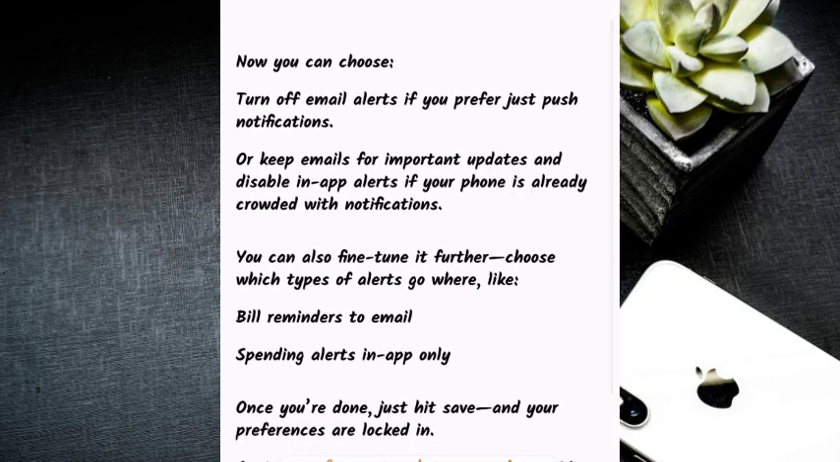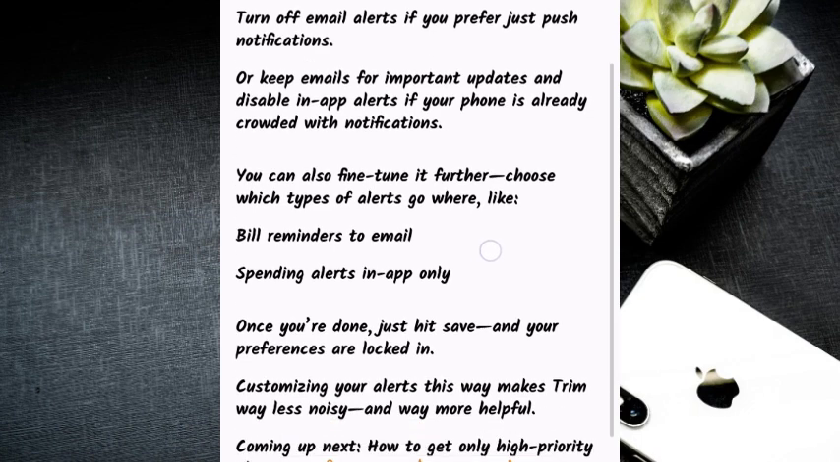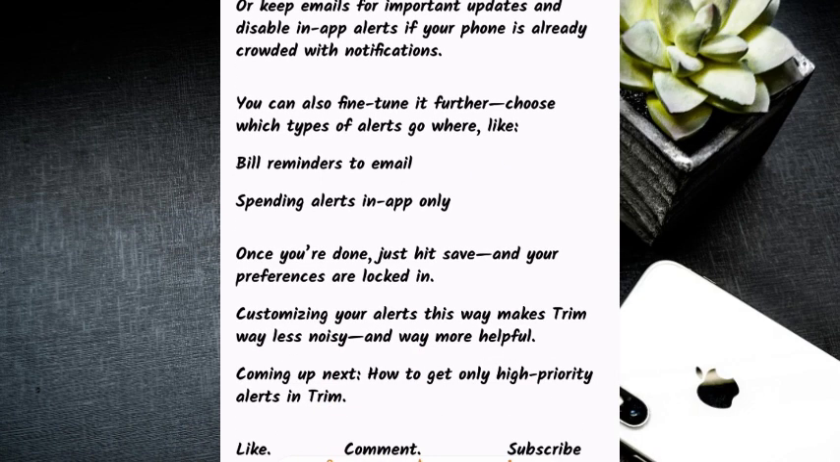You could also fine-tune it further. You can choose which type of alerts go where, like bill reminders to emails and spending alerts in-app only. Once you're done, just hit save and your preferences are locked in. Customizing your alerts this way makes Trim way less noisy and way more helpful.